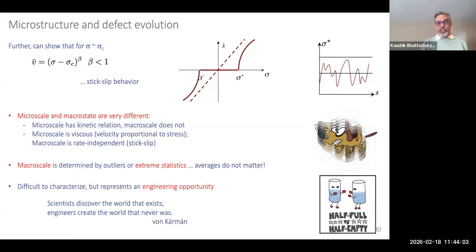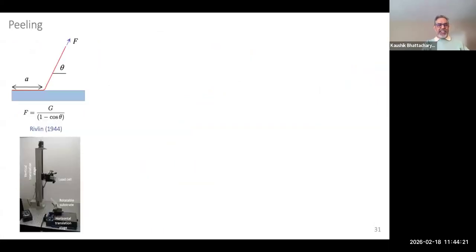But it's also a great engineering opportunity, right? Because what it says is that you can keep the average behavior the same, but change the effective statistics, and that has a profound effect on this. So I'll end with one realization of this, and that is my favorite, peeling tape.